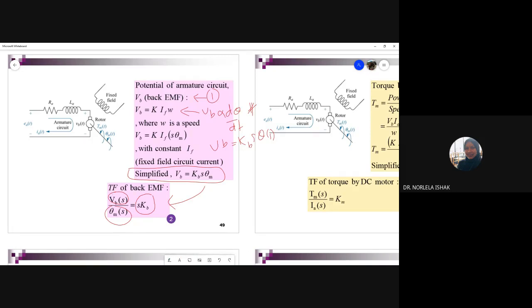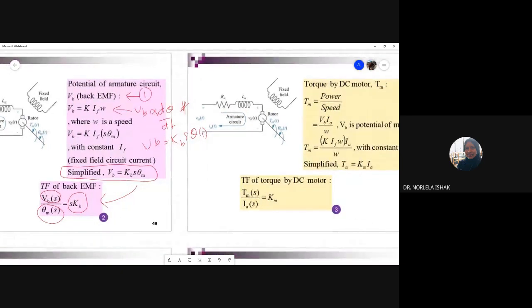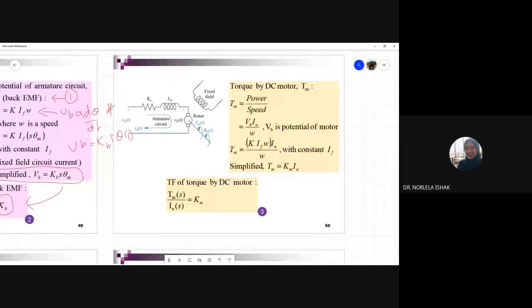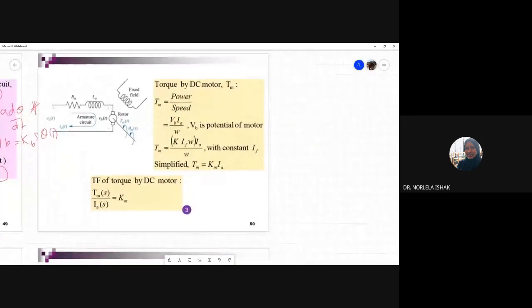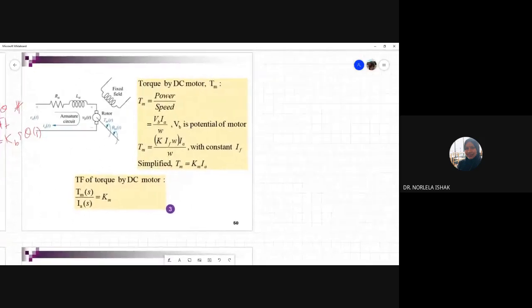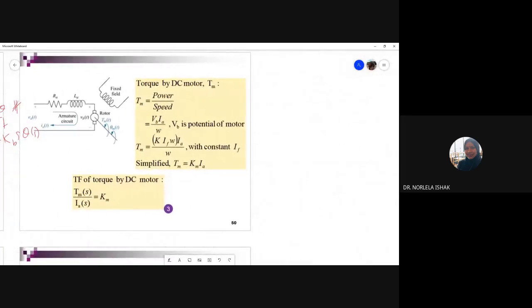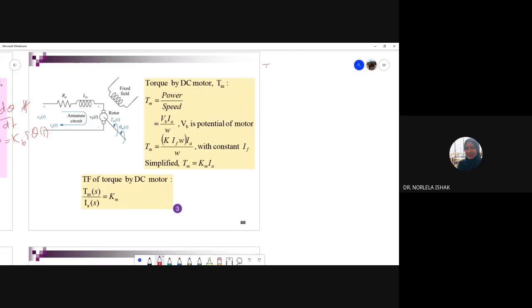Okay, and then the second part is you have to find out torque. Torque is generated by the DC motor. Meaning torque is proportional with the armature current. So from here we simplify, and you can get this one.